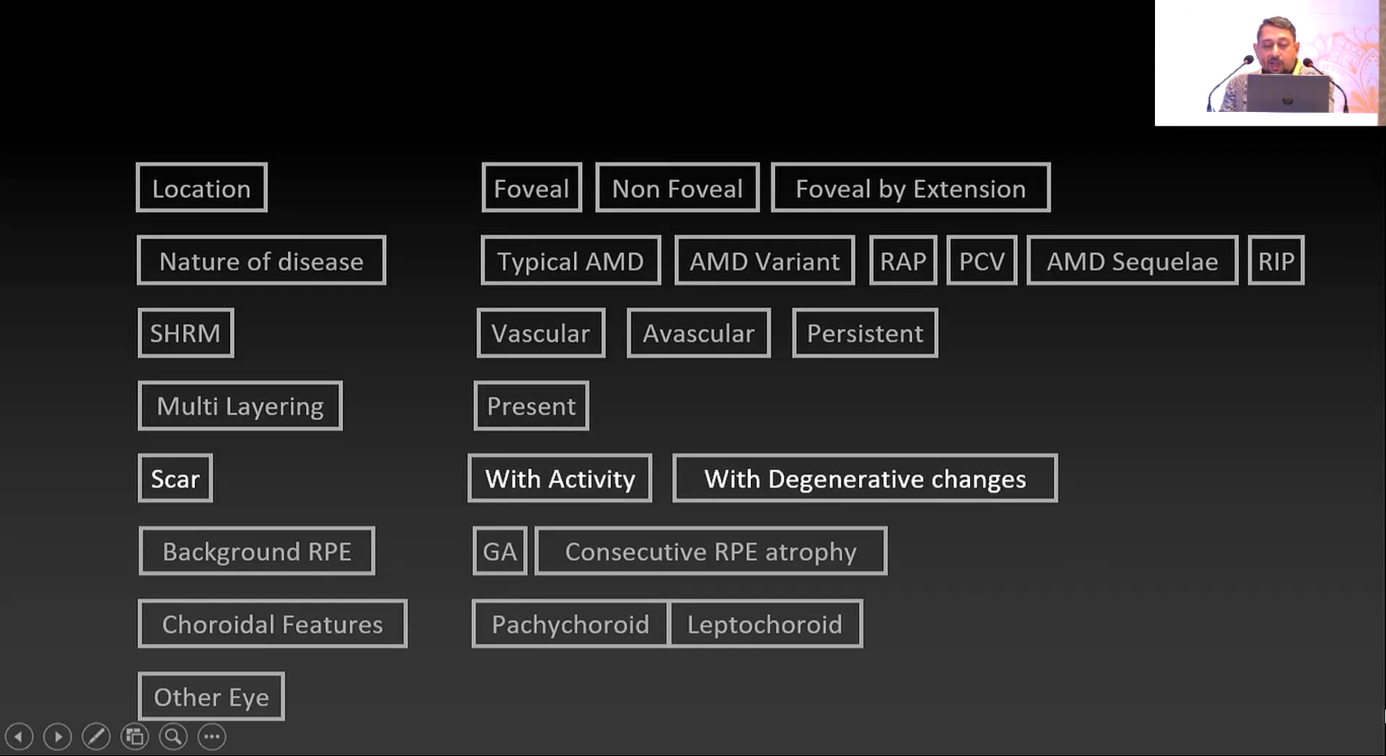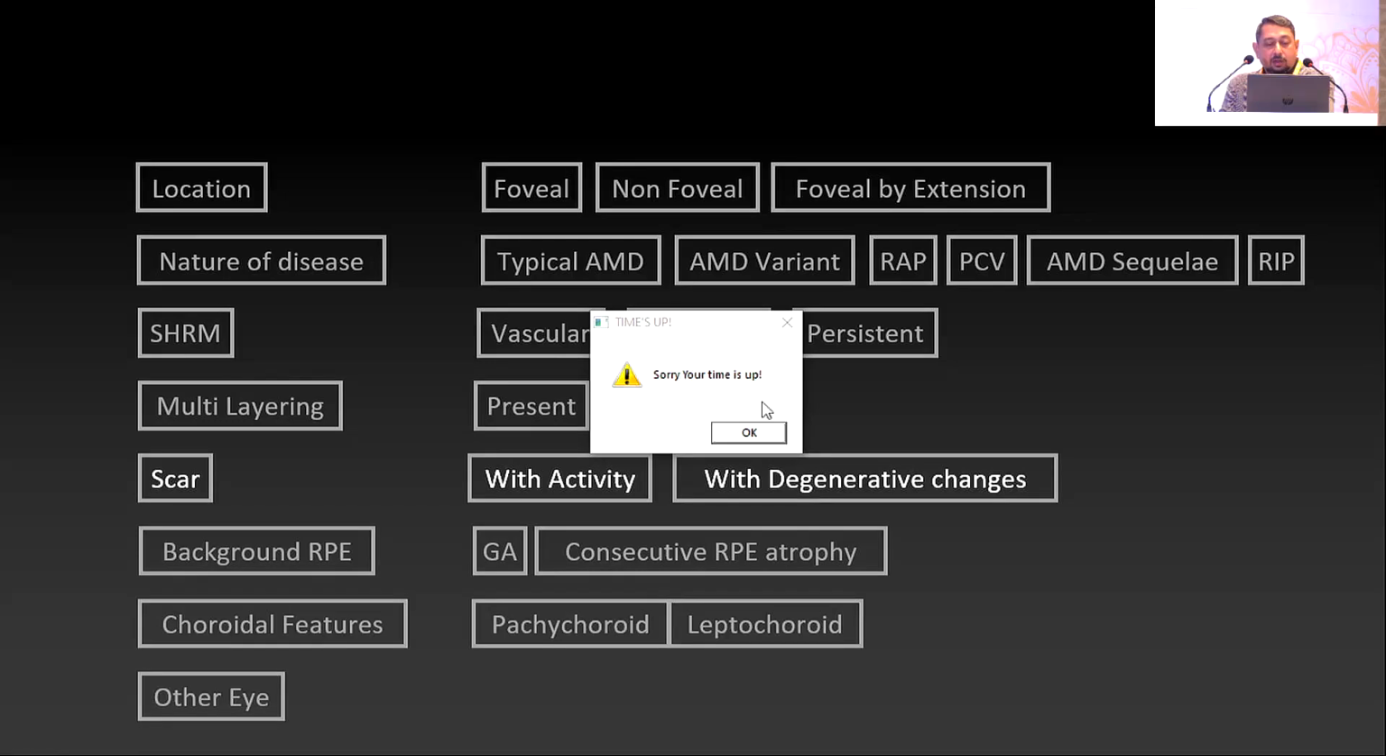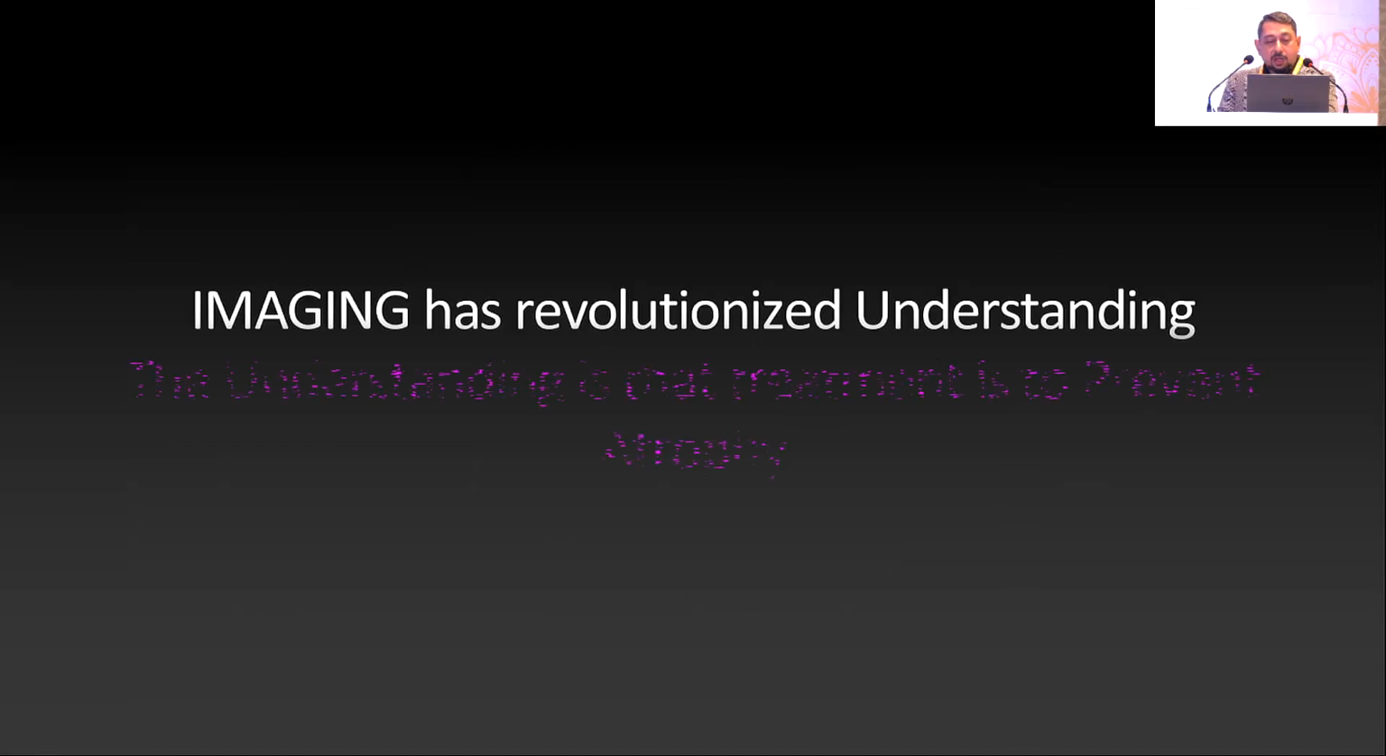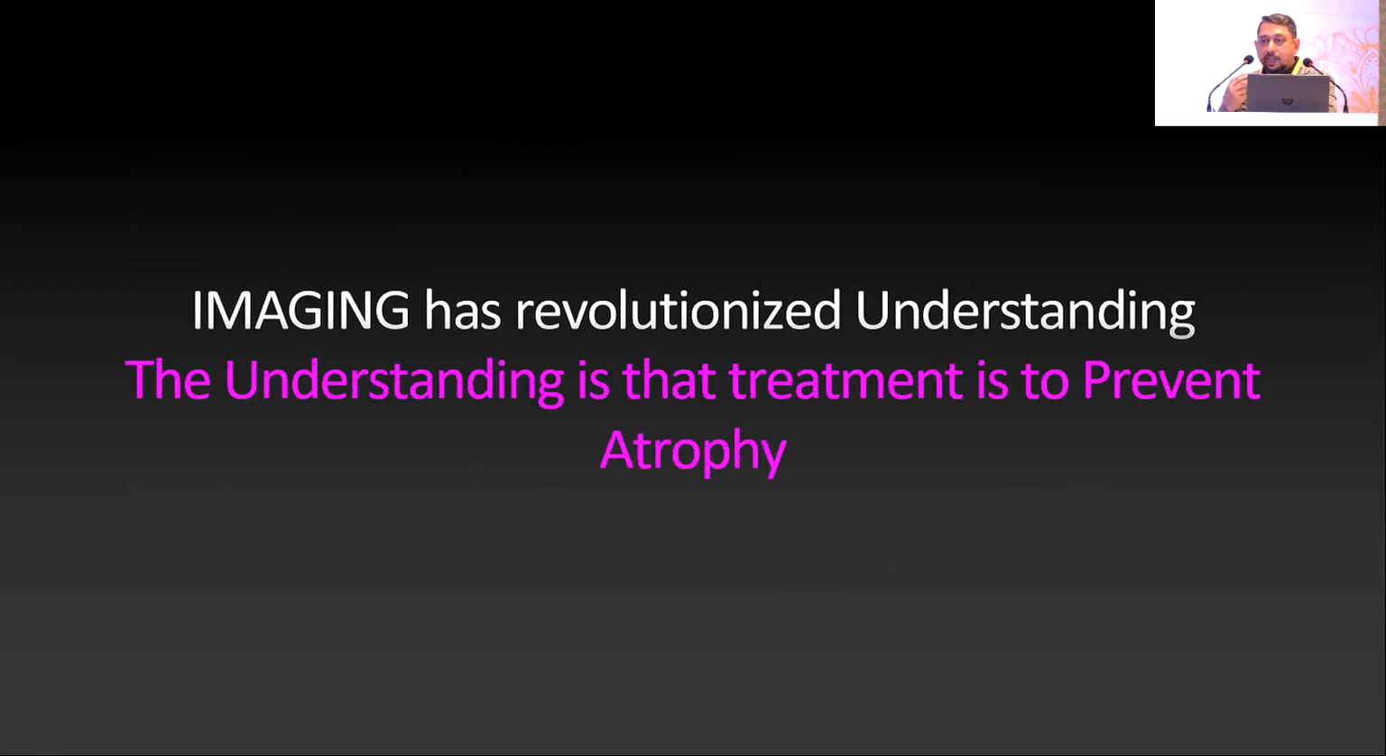The presence of a scar, you have to decide whether it is a scar with activity or a scar with just degenerative changes, and that can tell you whether to stop or continue treatment. And basically looking at the background changes and the choroidal features also. So the understanding is that now any treatment of AMD has only one reason, whether it is wet or dry: the prevention of atrophy. Dry AMD goes directly to atrophy, wet AMD, atrophy via scarring. So the whole concept is that the only thing to treat is to prevent atrophy.